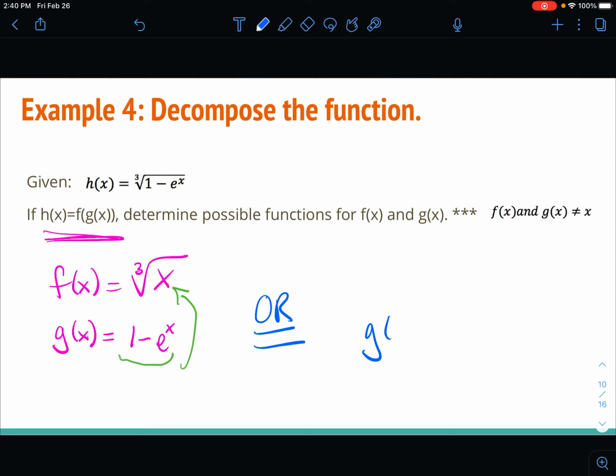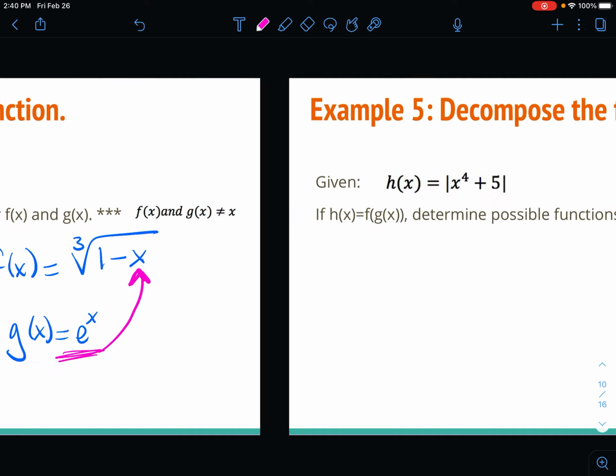Okay, or let's see, what else could we do here? We could say the inner function is just e to the x. Okay, and so what would the outer function be? That would be the cube root of 1 minus x. Let's see if this makes sense. Here's that inner function. We're going to put it right in here, and then we'll match up with our h of x. Please don't forget to pause and give some of this some thought and some trying on your own too.